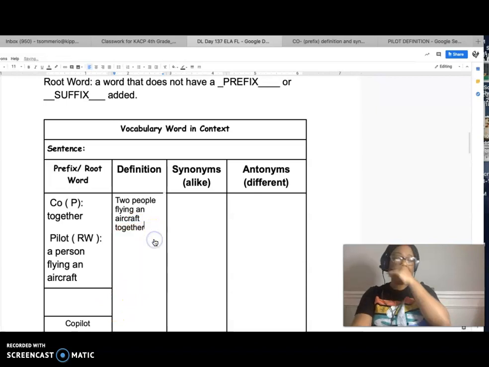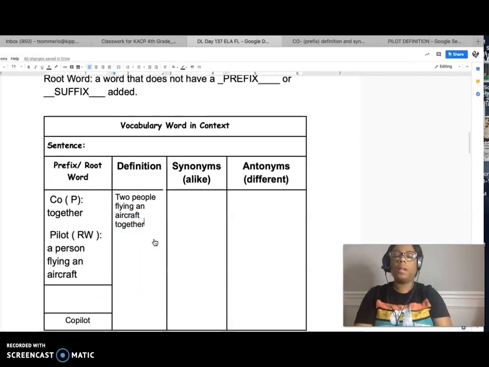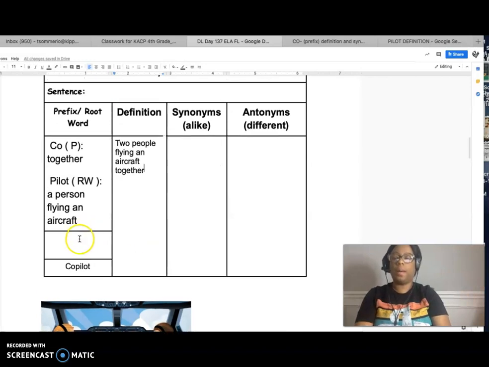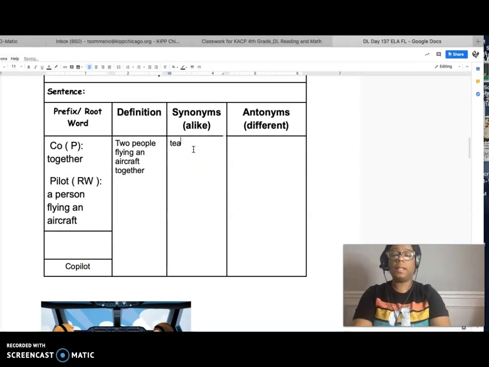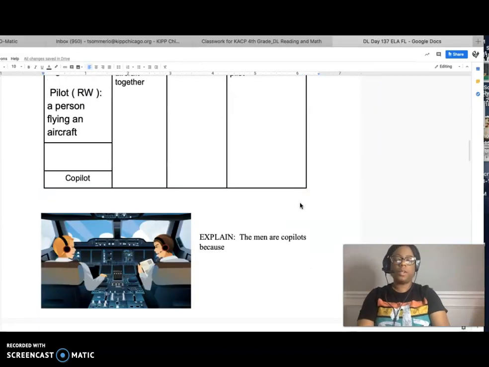Now, if we think about it, what could be a synonym for co-pilot? Team pilots. Now, if we think about an antonym, I would probably say something like solo pilot, or just pilot. If we look at the illustration below, we see co-pilot, but can we explain it?